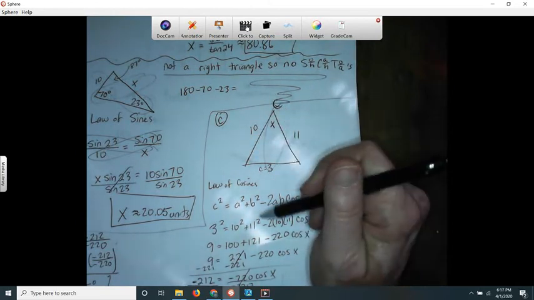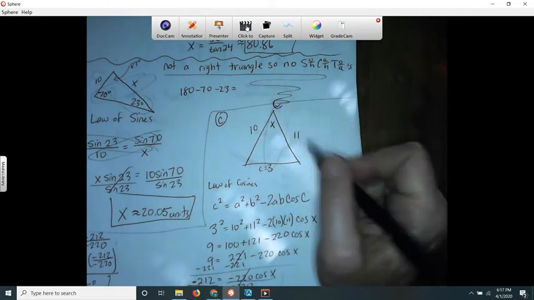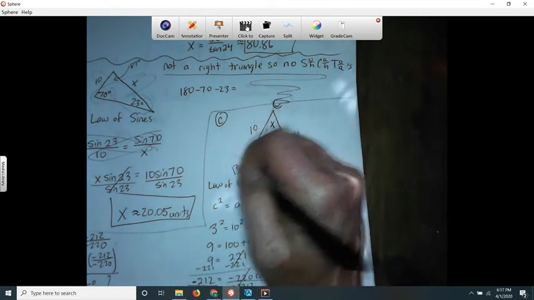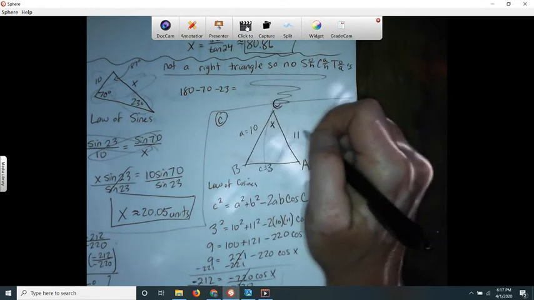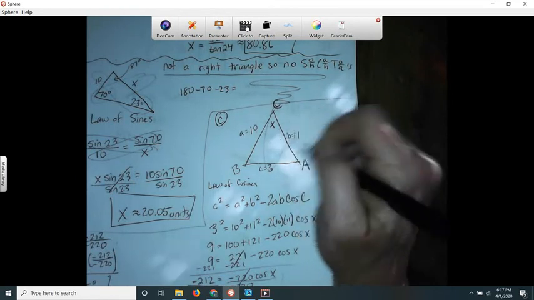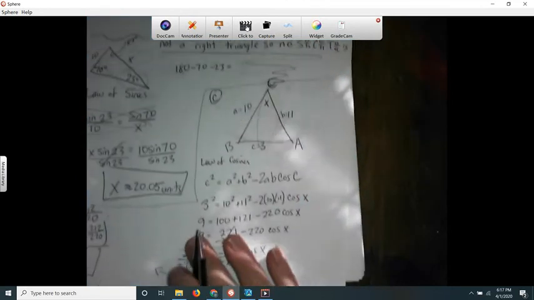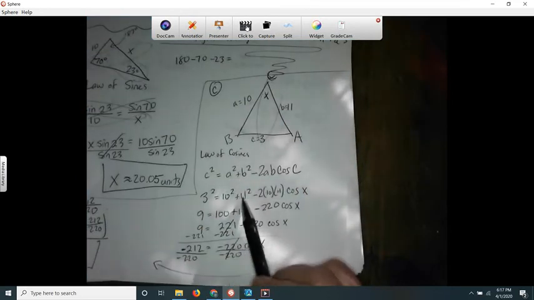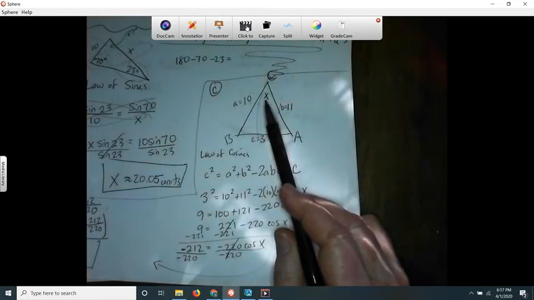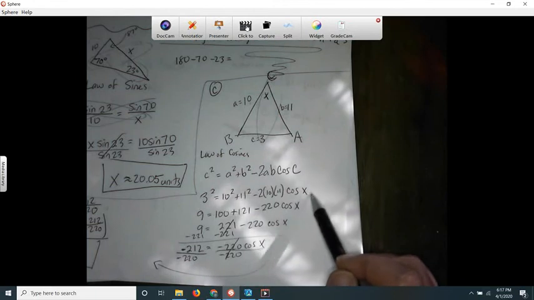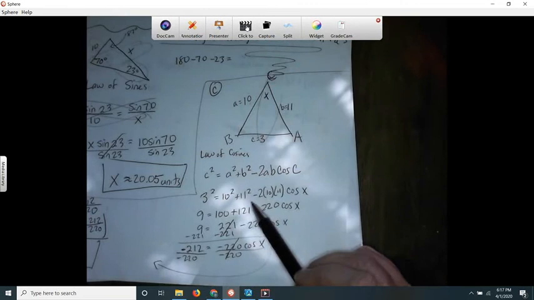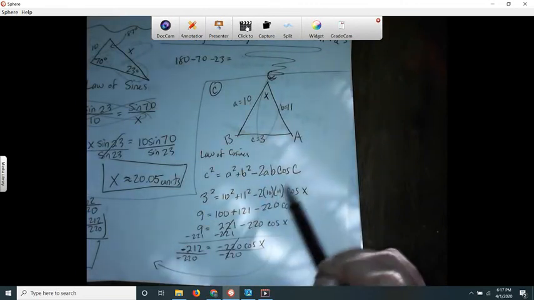But let's see, I used 10 for A, so that means this is angle A, angle B, this is side A and side B, if that helps. If you're kind of shaky on this, it helps to label it. So anyway, I put them all in there. So this is the special side that's across from my angle, and that's the angle. The angle is the thing that we don't know. These are the other two sides. Just plug them all in where they go.